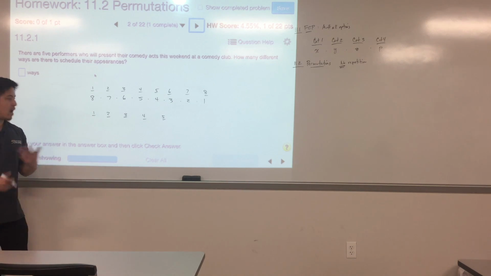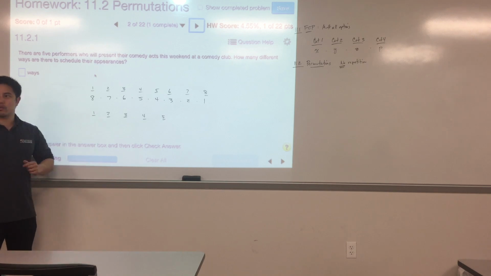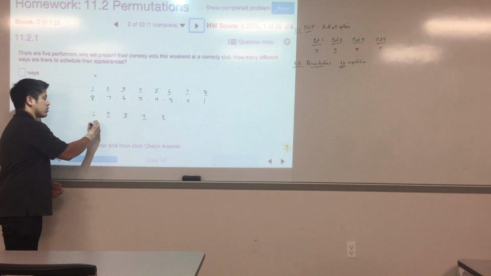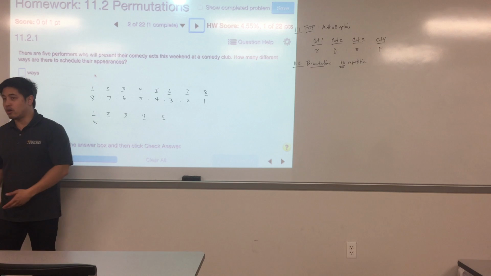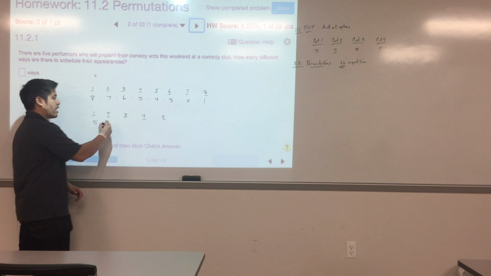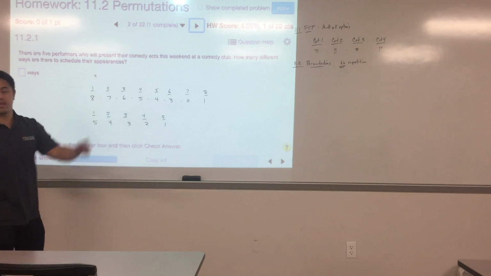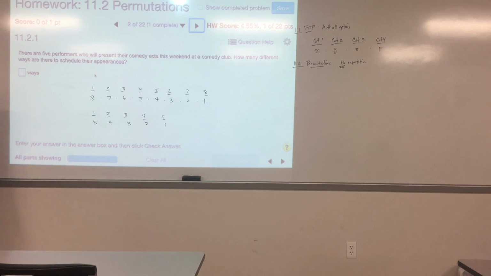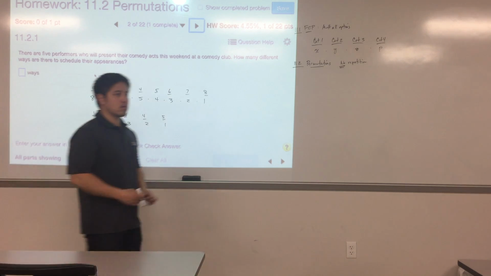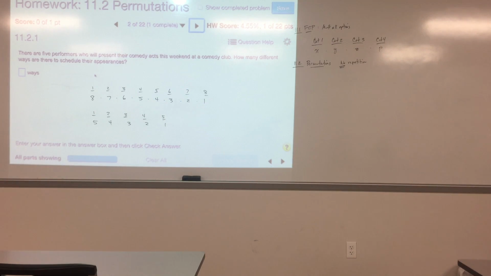If we're creating a lineup, the person who goes first, how many choices do we have there? 5, of course. But once that person goes, do we want to see that person again necessarily? No. So then it's 4, 3, 2, 1. No repetition. Does that make sense, guys? Okay, any questions about that at all? Answer? 120. Good job.